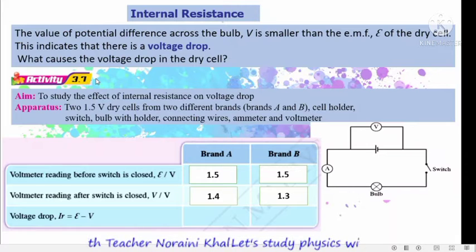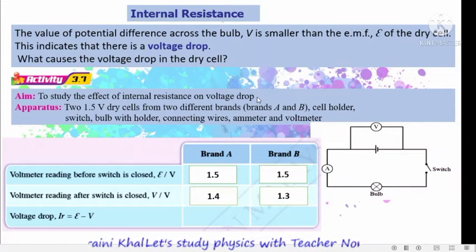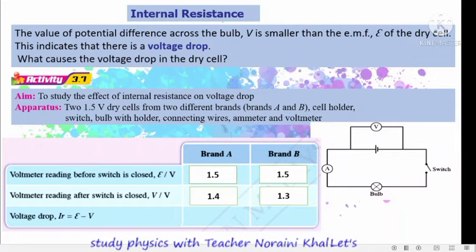Let's look at activity 3.7 to study the effect of internal resistance on voltage drop. If you use a dry cell for a longer period, you will find that the body of the battery becomes a bit hot, meaning heat energy is produced when current flows through the battery. This wasted energy, which we call heat energy, is caused by work done to overcome the internal resistance of the battery. Let's discuss more on this topic.